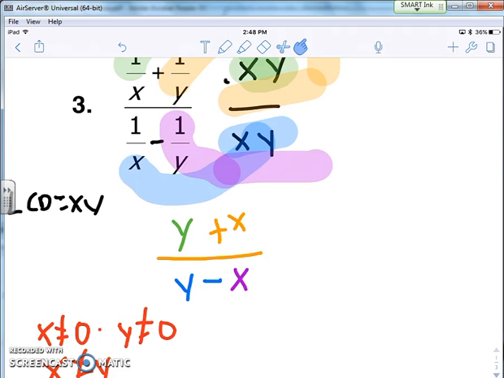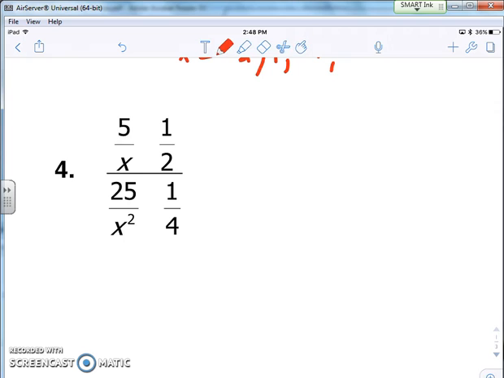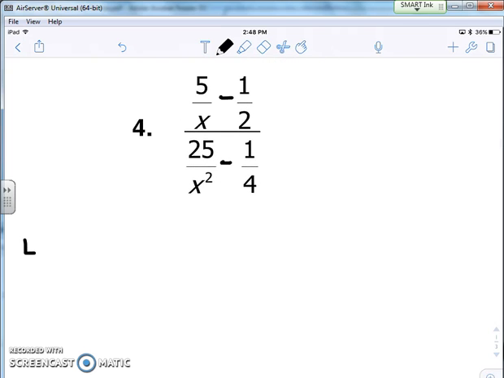Alright, let's look at number 4. Missing some minuses again. You can see that bottom is a difference of squares. I think this becomes a lot shorter, but let's do our traditional method and we'll identify our LCD to be 4x squared. So I'm going to multiply the top by 4x squared and the bottom by 4x squared.